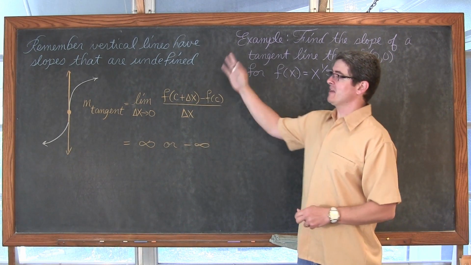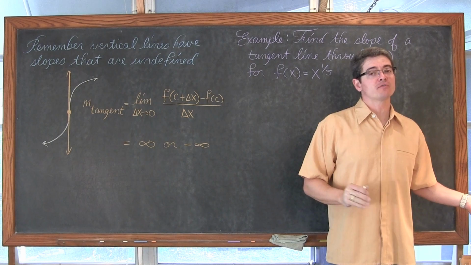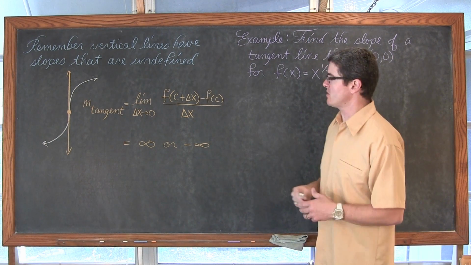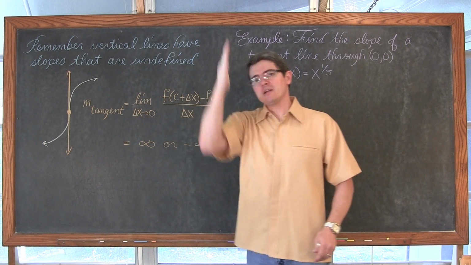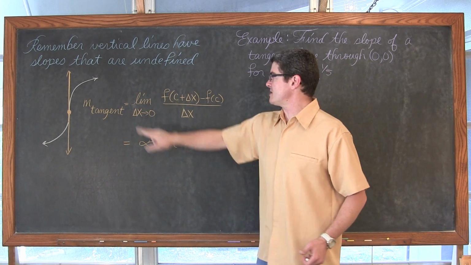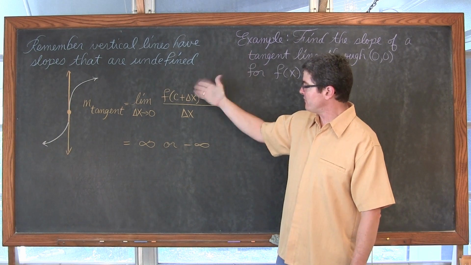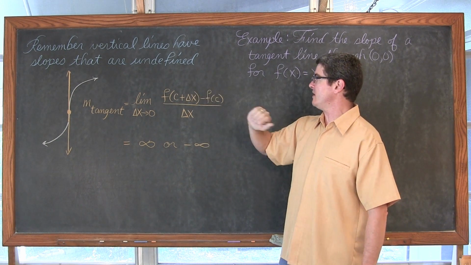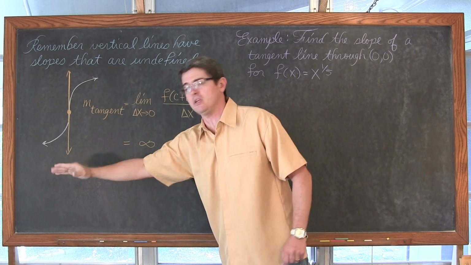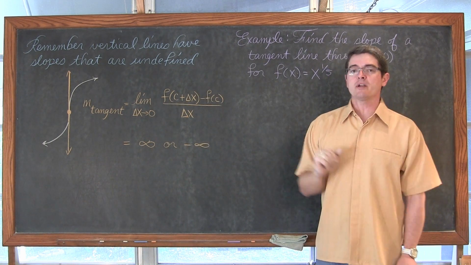Now, what's going to happen again with that vertical tangent line? Well, don't forget the equation of a vertical line, which, by the way, is x equals a number. Vertical lines have a slope which is undefined, so of course the limit as delta x approaches 0 of our definition here, f of c plus delta x minus f of c over delta x, is going to come out to be infinity or negative infinity.